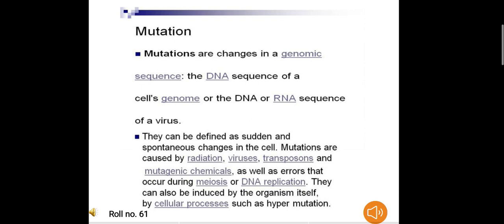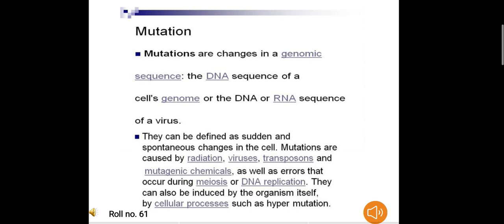What are mutations? Mutations are changes in a genomic sequence, the DNA sequence of a cell's genome or the DNA or RNA sequence of a virus. They can be defined as sudden and spontaneous changes in the cell. Mutations are caused by radiation, viruses, transposons.